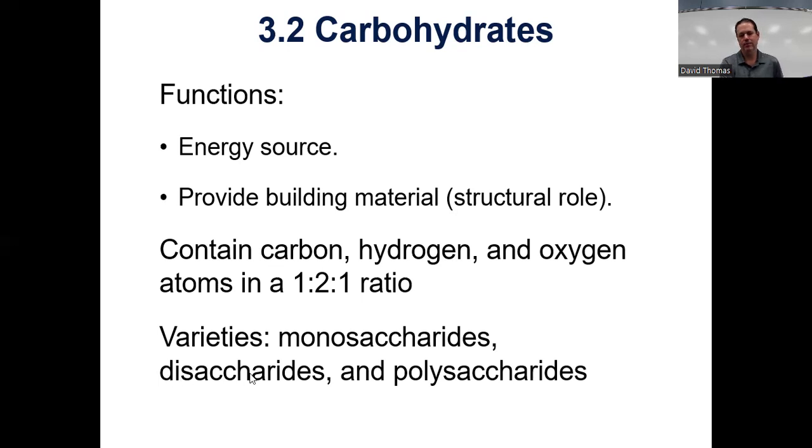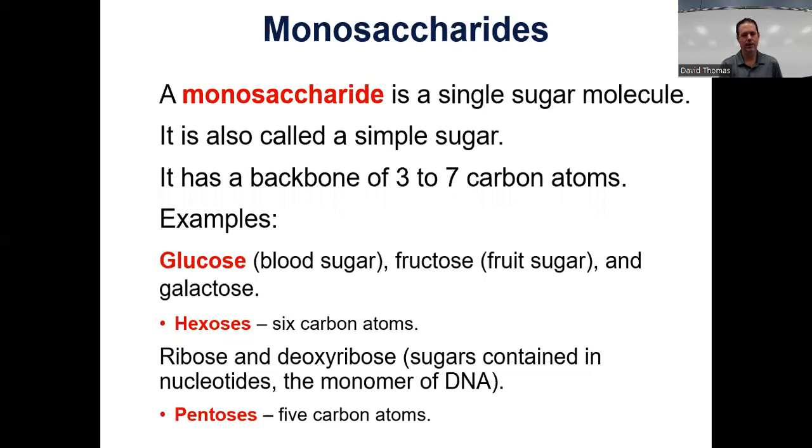Di means two sugar units or two monomers attached together, you form a disaccharide. After that, you just have really a polysaccharide, which means many sugar units put together. And a lot of that's here on this slide. Monosaccharide, single sugar unit. Good example of a monosaccharide is glucose. A lot of times we think of glucose as blood sugar.